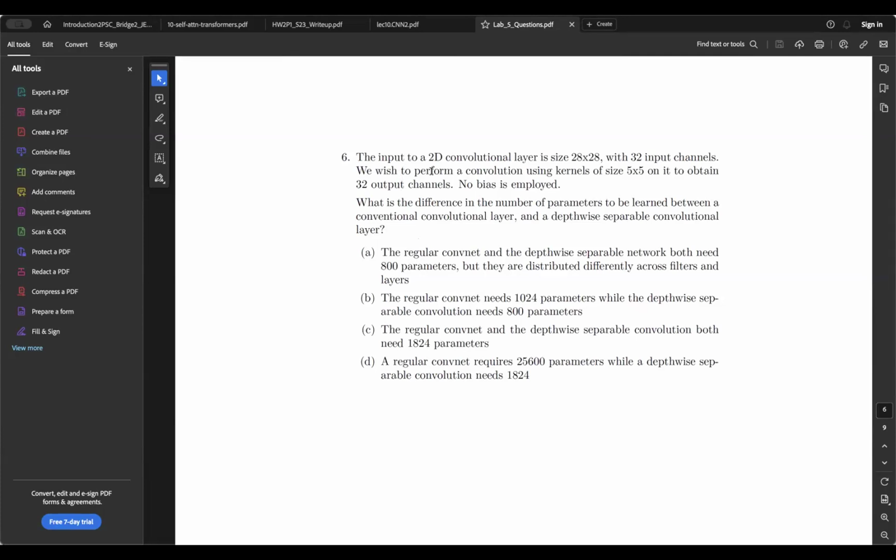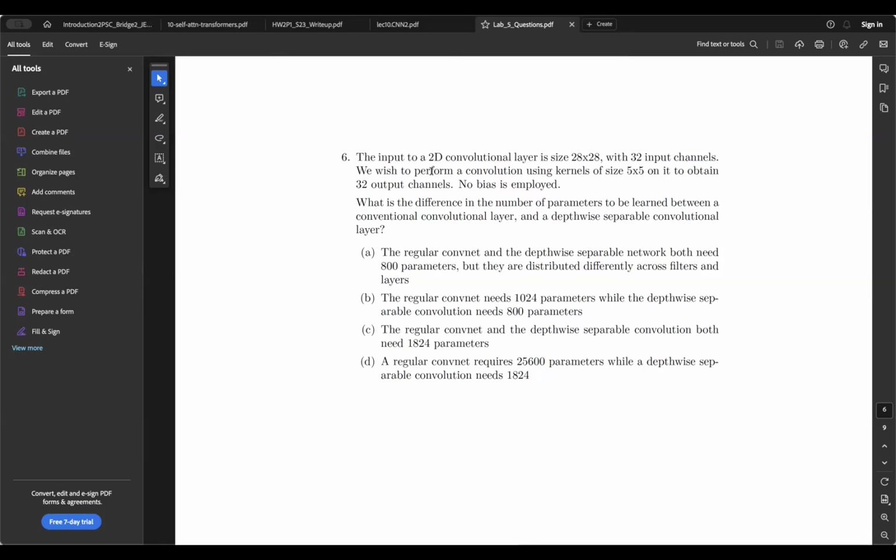A goes the regular convnet and the depthwise separable network both need 800 parameters, but they are distributed differently across filters and layers. Option B is the regular convnet needs 1024 parameters, while the depthwise separable convolution needs 800 parameters. Then C is the regular convnet and the depthwise separable convolution both need 1824 parameters. And D says the regular convnet requires 25,600 parameters, while depthwise separable convolution needs 1824 parameters. So which one do you think is the answer?